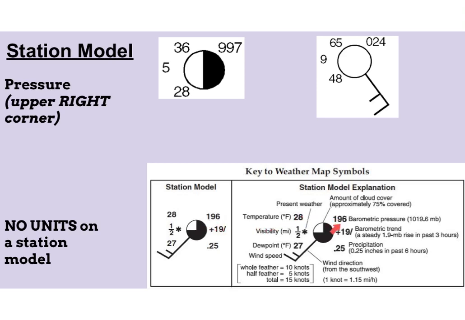And if I come over here, it tells me that 196 is the barometric pressure. And it tells me in parentheses what this little code number stands for. So this little code number 196, which is what's on our station model over here, that code is really a barometric pressure of 1019.6 millibars. So when you see that code, you have to know, okay, I am going to add either a 9 or a 10 in front of this number.